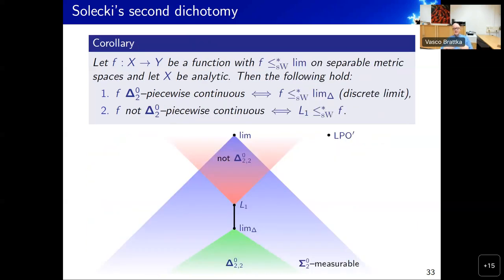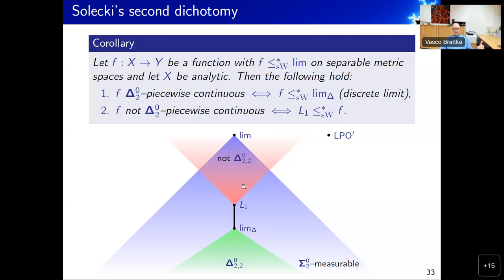Now we get such a picture here in the strong Weihrauch lattice, the topological version, namely, if we look at functions which are Baire class 1, so that means essentially functions below lim here in the blue cone, then within that blue cone, we get a dichotomy. So either our function is Delta_{2,2}, but that can be easily seen to be equivalent to being below the problem called lim_Delta. So lim_Delta is the limit on Baire space, but not with the Baire space topology, but with respect to the discrete topology on Baire space. Whereas lim here is the limit map with respect to the ordinary Baire space topology. So this lim_Delta is actually complete for the class Delta_{2,2}.